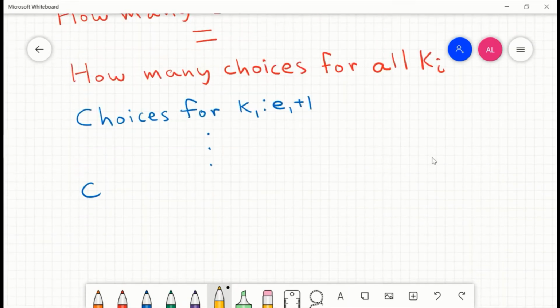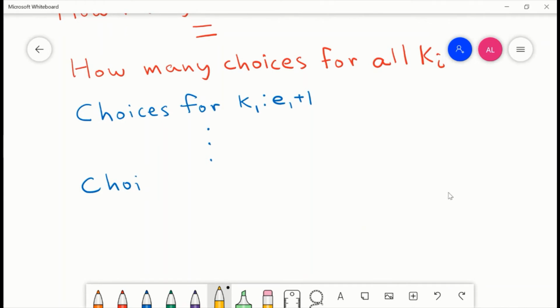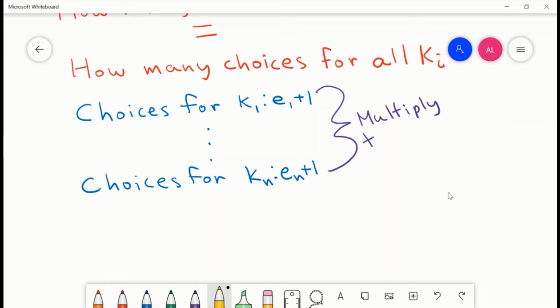And then we just do this whole drill on all of the k's, ending with the choices for k sub n, which is once again an integer between 0 and e sub n. And there are e sub n plus 1 such integers. And now what we do is we multiply all of these together.